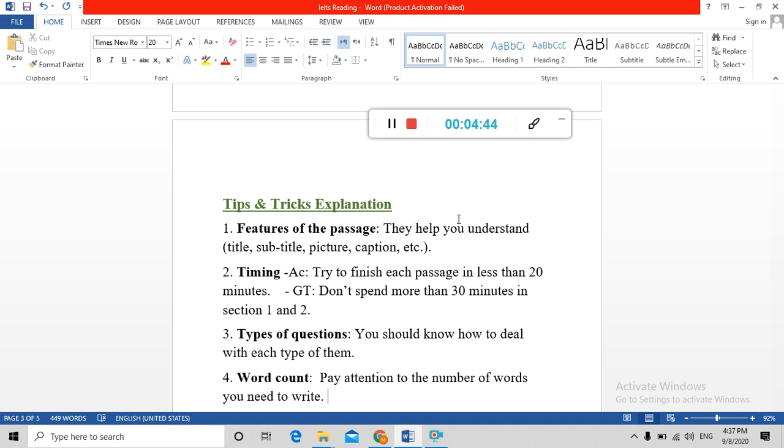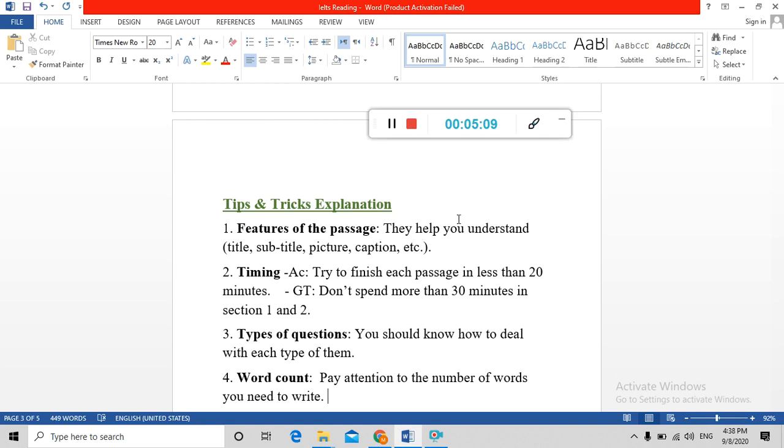In the academic, try to finish each passage in less than 20 minutes. Some teachers suggest a number of minutes. They say 17 for passage 1 and then 19 for passage 2, then the remaining time for passage 3.